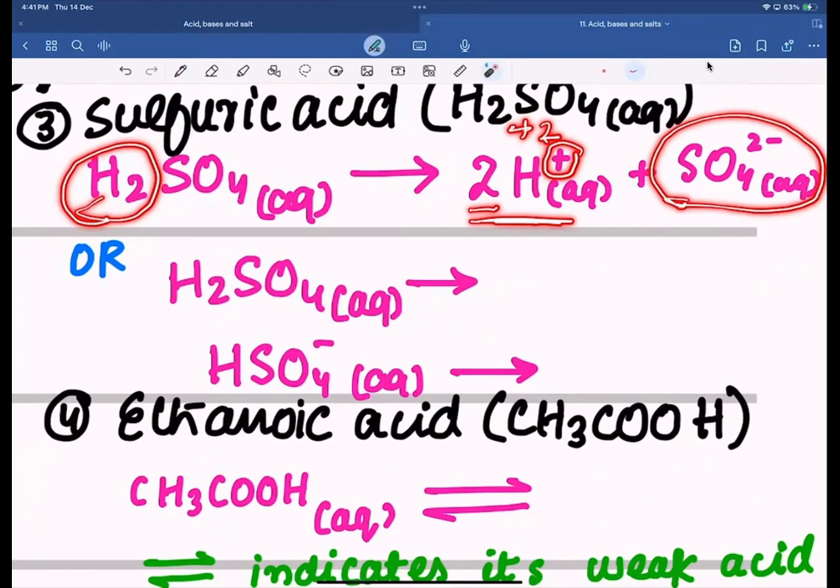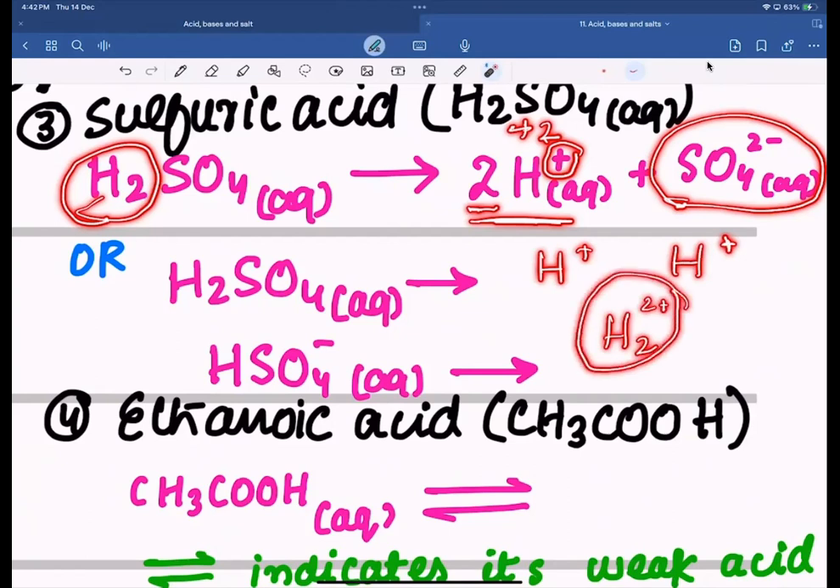Like H2, or no? When the ion is formed, it is not two atoms joined with each other. Every particle is alone. So that's why we will write 2H positive. It means there are two H positive ions which are not bonded to each other. If you write H2 with a positive 2, it means the two hydrogens are bonded to each other, which is wrong.